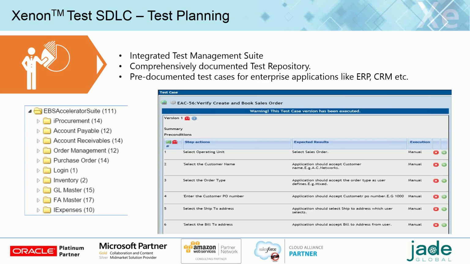We've used Quality Center that can be easily hooked on to Xenon and all your test case repositories that can be centrally managed and executed from. So all your detailed documentation is already in place. The pre-documented test cases can be used directly leveraging some of these tools like TestLink, TestRail, or Quality Center.